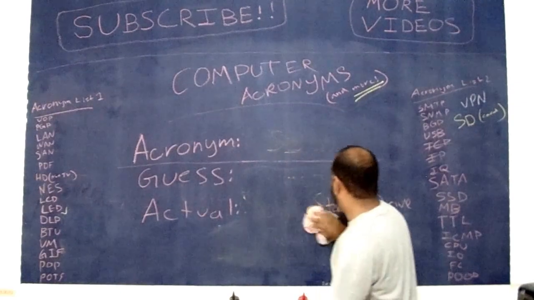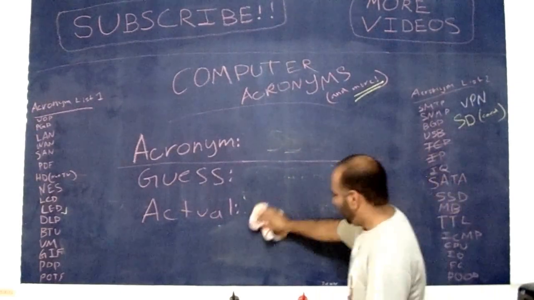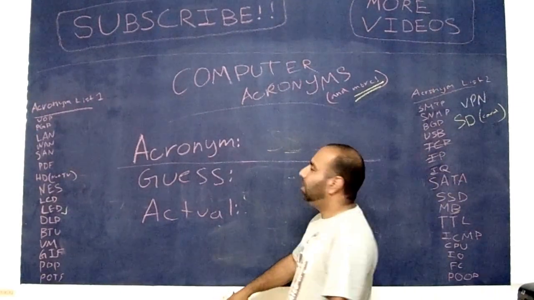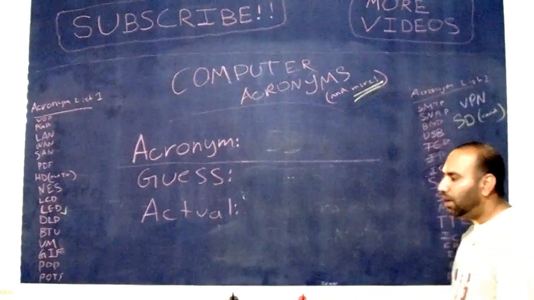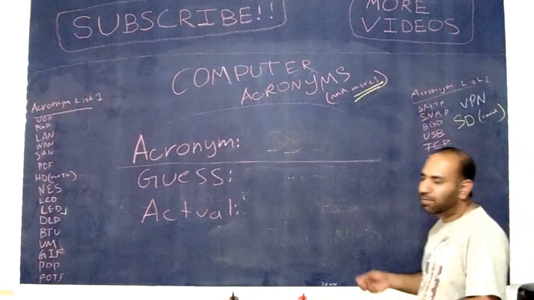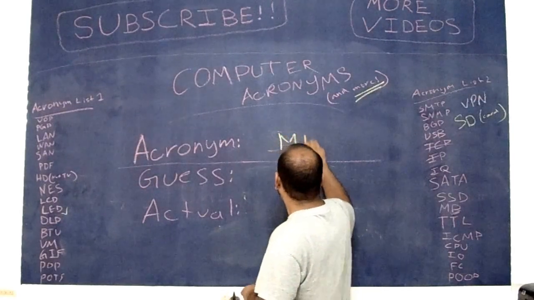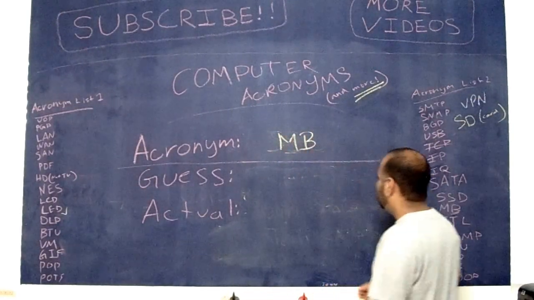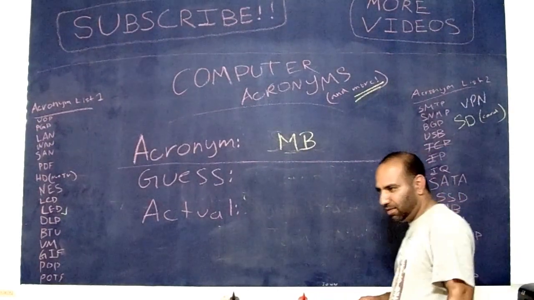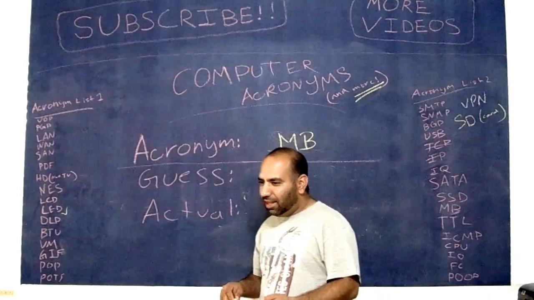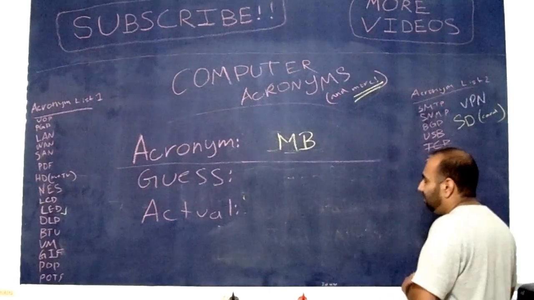Next one, MB. Actually, we're gonna probably call it the end at this time. Oh, we got a couple more. Might as well finish. I guess we got a couple more, so we'll just finish it. MB. The next one is MB. Oh, I know this one.